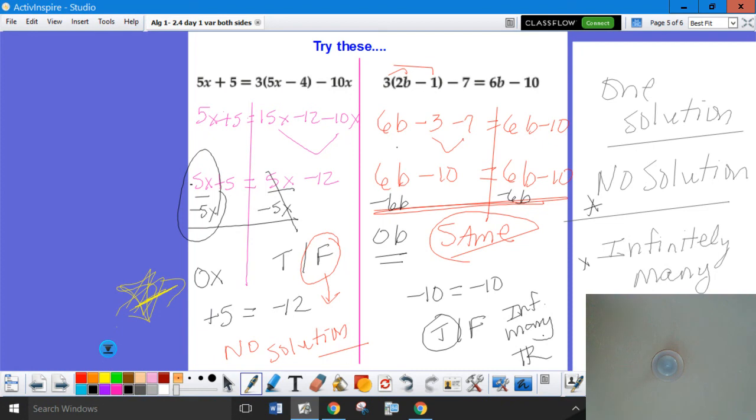So as you're working on homework tonight, you will see some no solution. You will also see some infinitely many. So remember, no solution are going to be the ones that you have 0x or 0y, and they're not the same. And infinitely many is going to be the ones with 0x, 0y, and they are the same. They are equal to each other. So the infinitely many is true. The no solution is false.